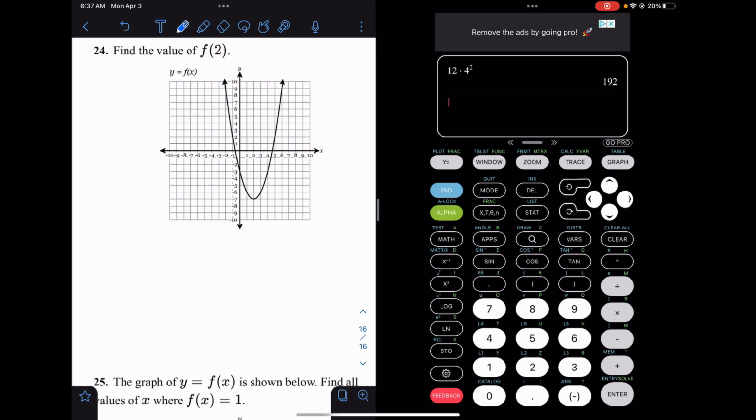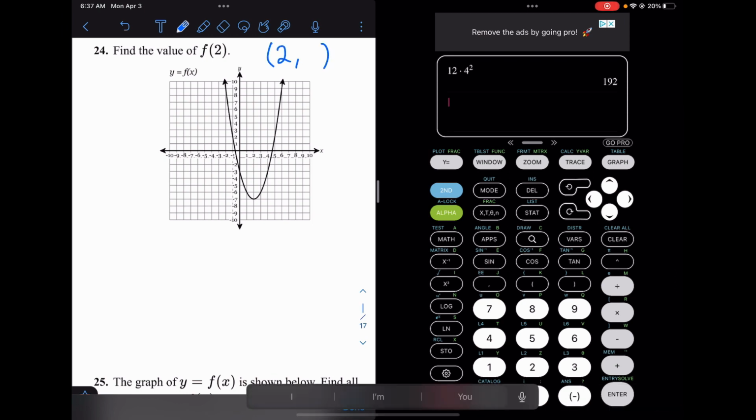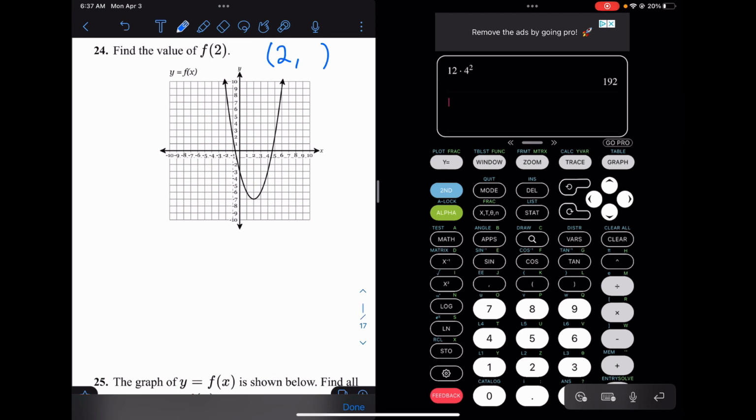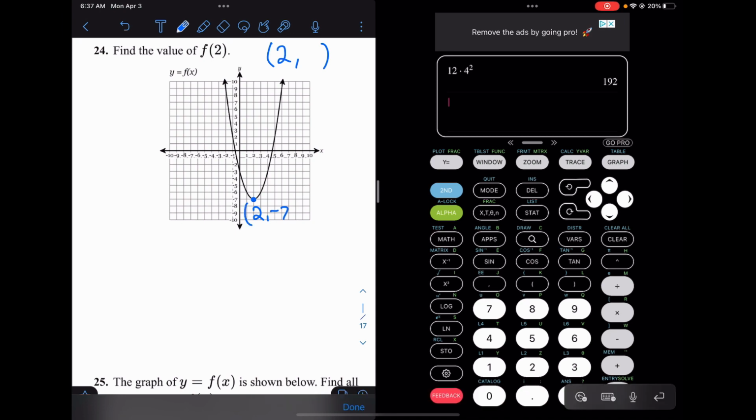All right, it says find the value of f of 2. So again, we know that our x value is going to be 2. We need to find our y value. So if we go to 2, my output is negative 7. Negative 7 is my answer.